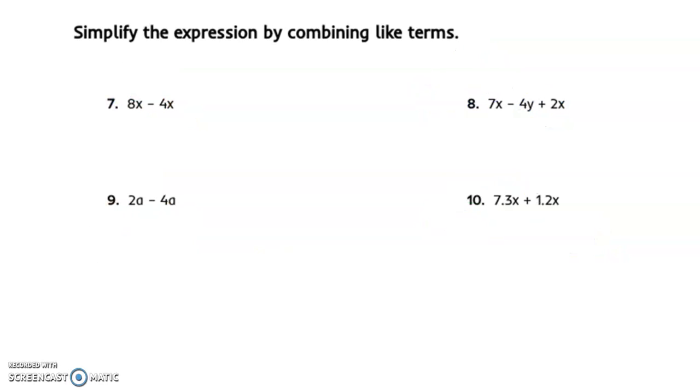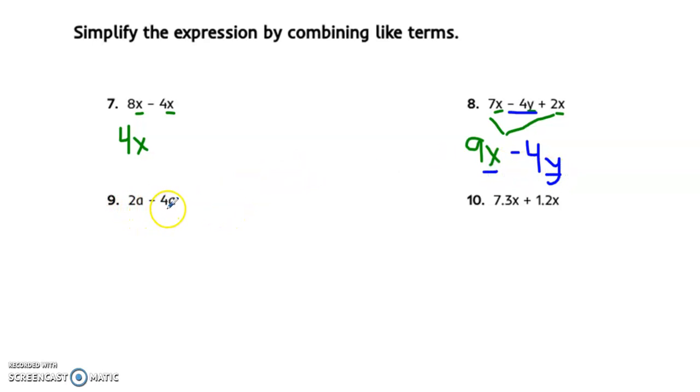Simplify the expression by combining like terms. Alright, so here, these numbers both have x's, so we can combine them. So 8 minus 4 is 4, and then both of them have an x, so we have to have our x here. This one has an x, a y, and an x, so we can only combine our x's here. So we've got 7 plus 2 is 9x. And then we still have this negative 4y, so we just bring them down right here. And we can't combine these because these letters are different.